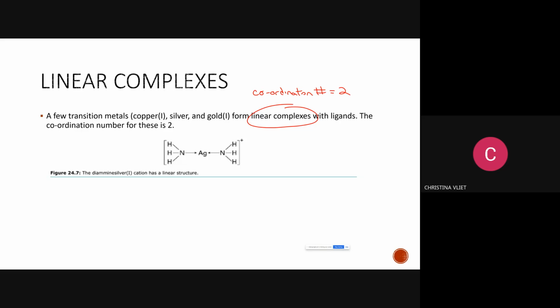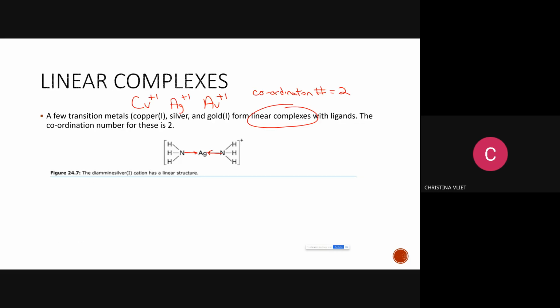Where are they? They're literally the same group in the periodic table. So they're the same group and they all have the same charge. This is Cu plus, silver plus, and gold plus 1. Same group, same charge. They all form linear complexes. And so you're expected to know that copper 1, silver, and gold all form linear complexes.